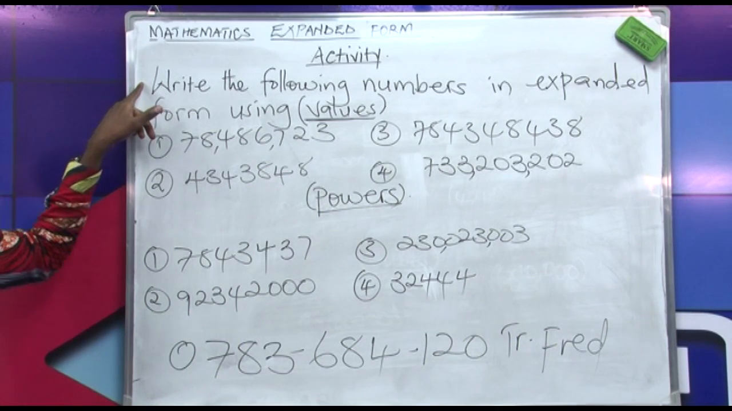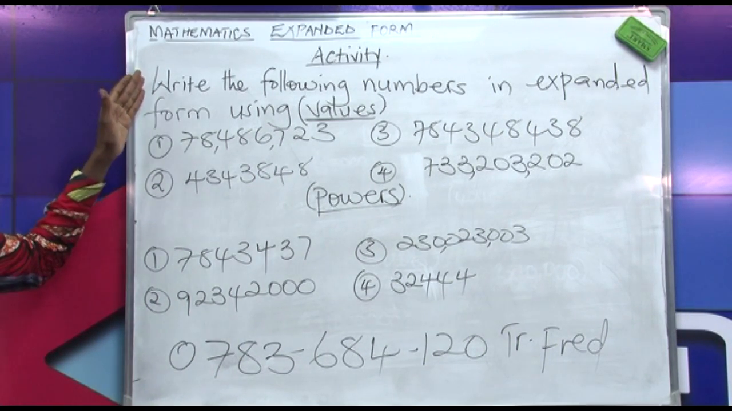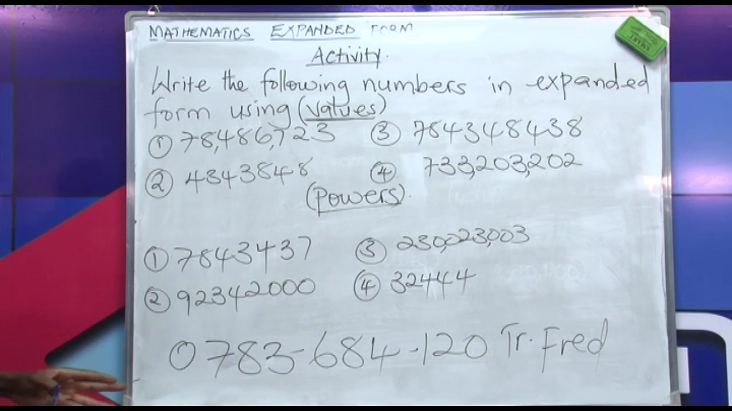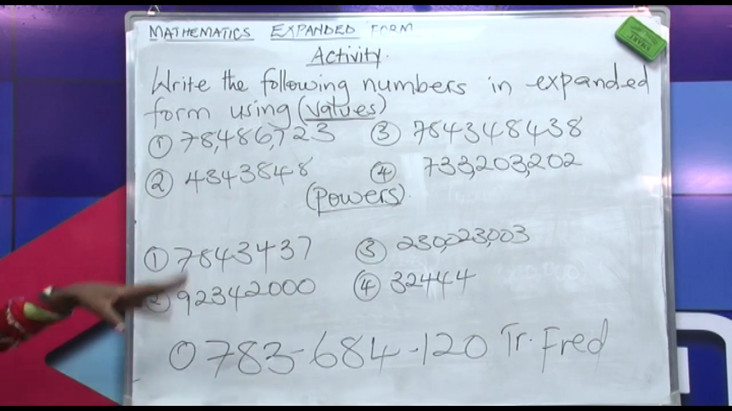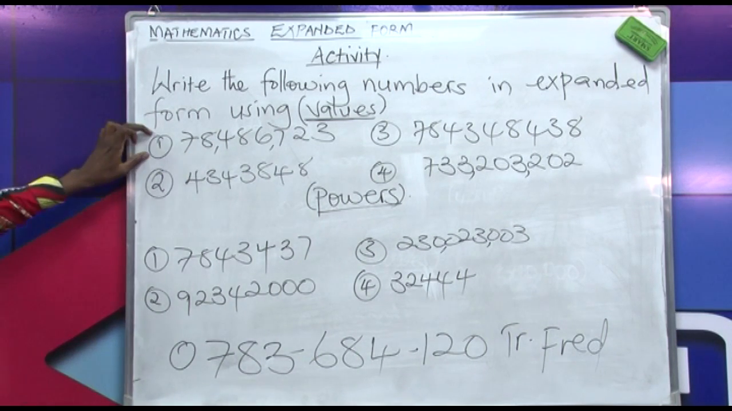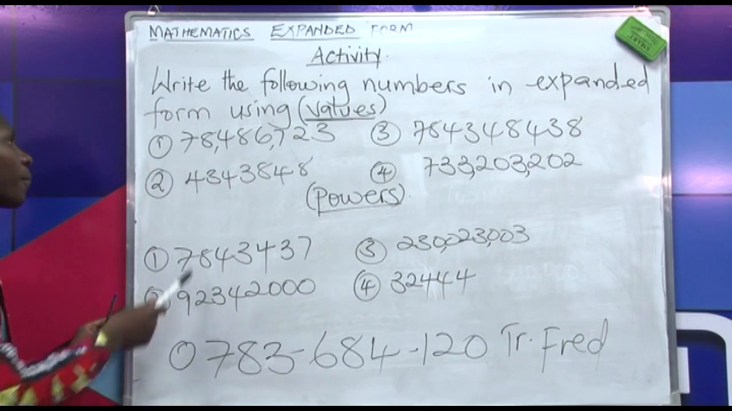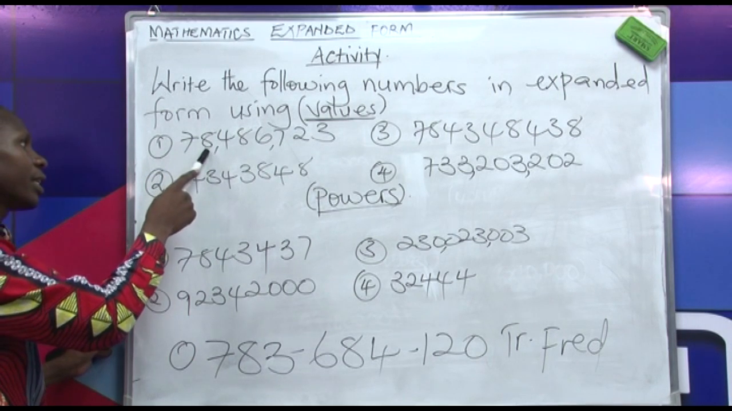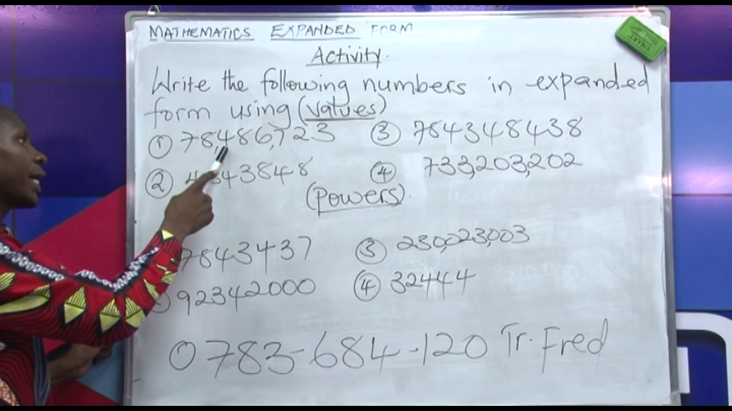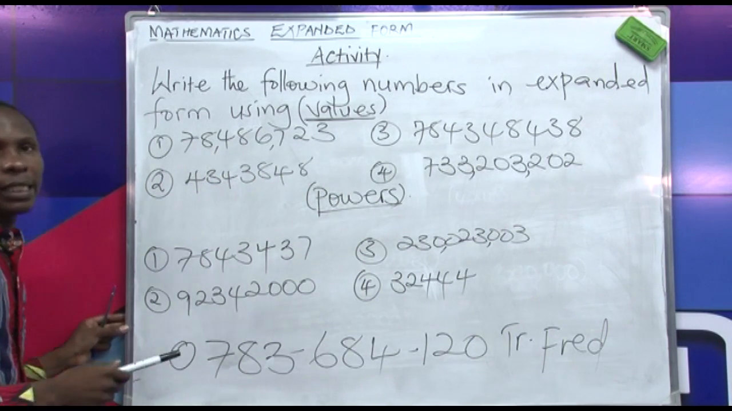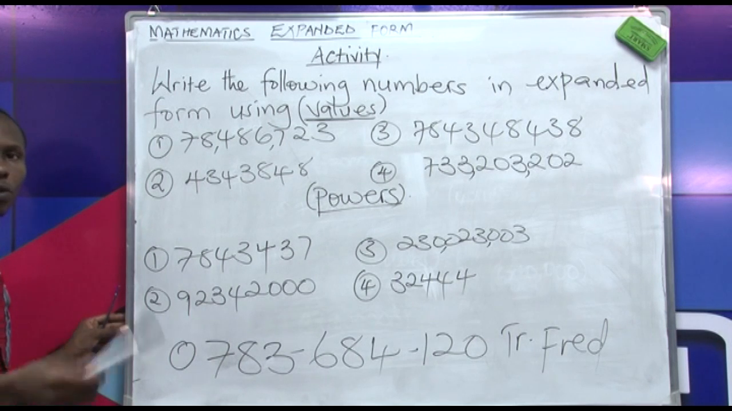So let's look at activity number one. Number one, they said write the following numbers in expanded form using values. So they want you to use the values and write everything in expanded form. They have given you the first number, the second, the third, the fourth. The first one is 78,486,723. They want you to expand that number using values.